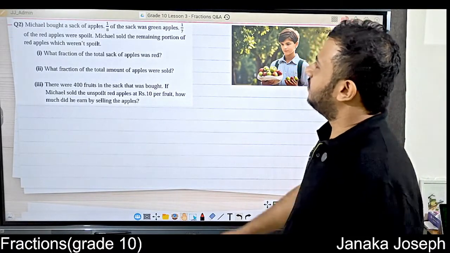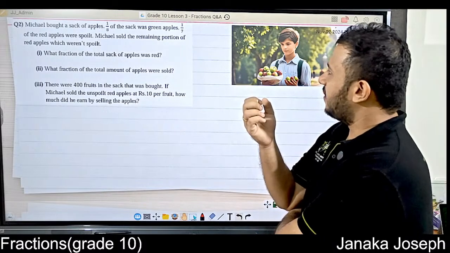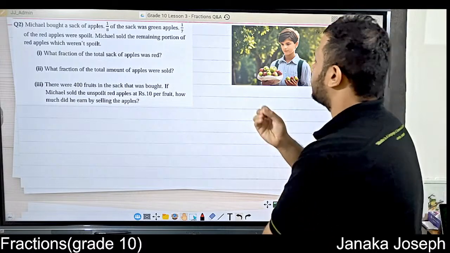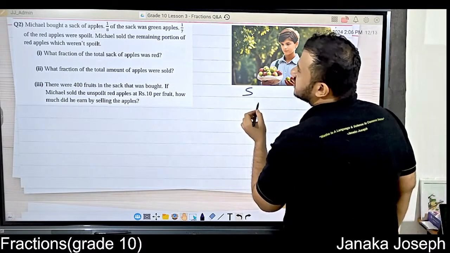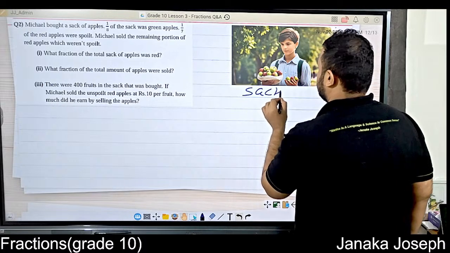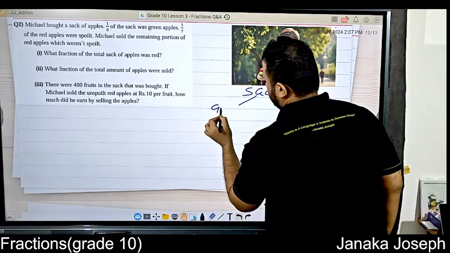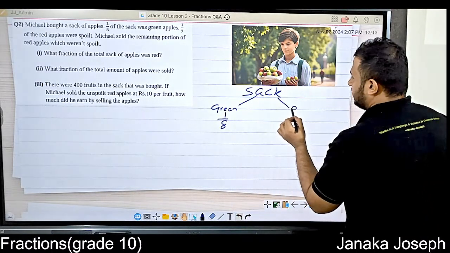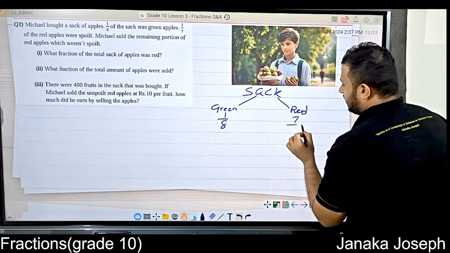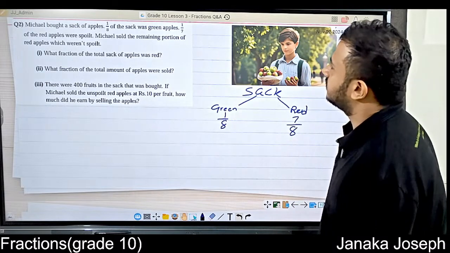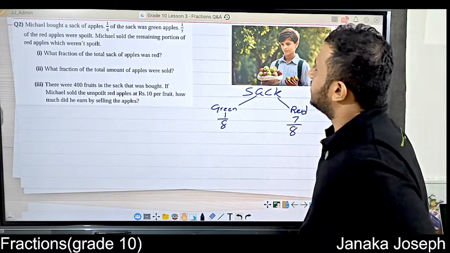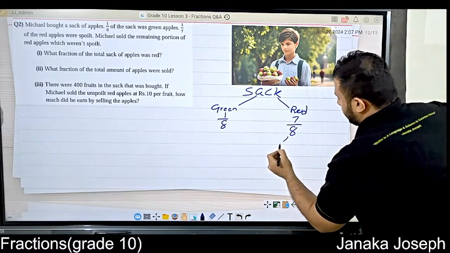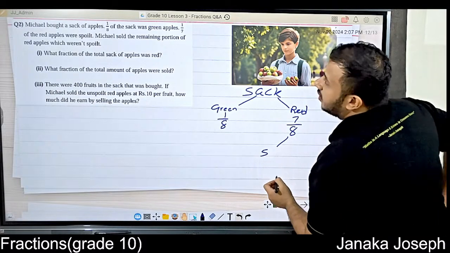Here we go. Michael bought a stack of apples. 1/8 of the stack of apples was green. So that means, wait. So the stack is there. Out of that, green was 1/8. That means what will be the other one? Red, no. Red will be 7 out of 8. Green apple, so 7 out of 8 is red. 1/7 of the red apples was spoiled. So out of that, out of the red, how much was spoiled?